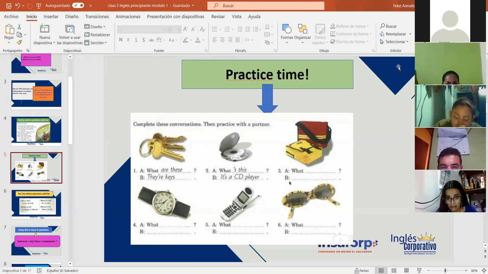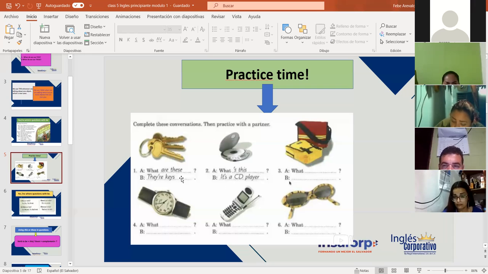Okay. Let's check this construction. Thank you, Alejandro. Let's see, Mary, what do you have for number three? What are these? Exactly. They are these. They are handbags. Excellent, very good. Don't forget the construction, everyone. What are these, right? They are handbags. Excellent, very good.